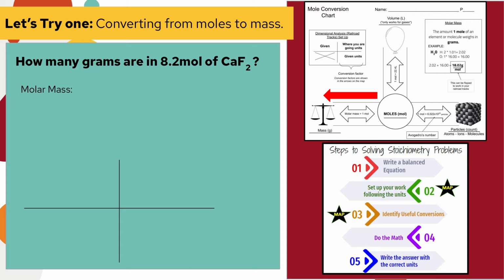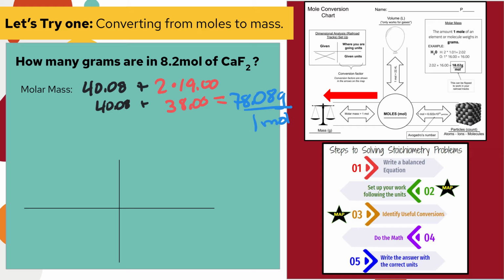So how many grams are in 8.2 moles of calcium fluoride? I first have to find my molar mass. In calculating the molar mass, I determined that calcium fluoride's molar mass is 78.08 grams per 1 mole. So I am given the number of moles, and now I need to fill in my railroad tracks.